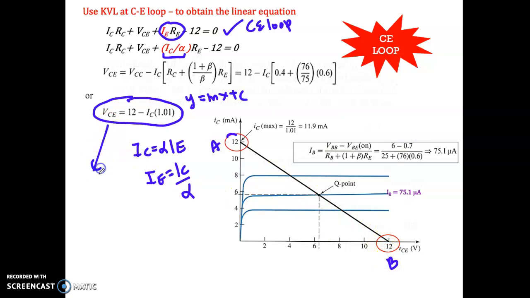So let's say first we are going to find the B intersection, where you make your IC equal to 0. When you plug into equation number 1, when IC equals 0, your VCE equals 12. So that's why you get 12 here.